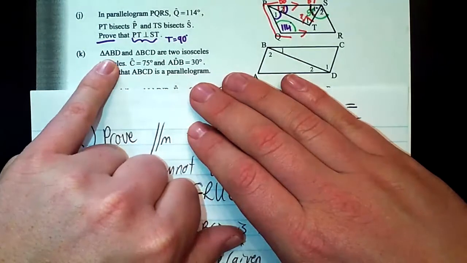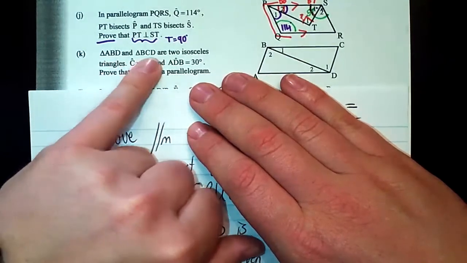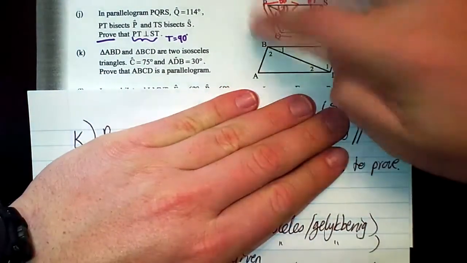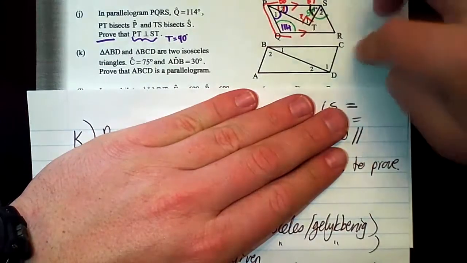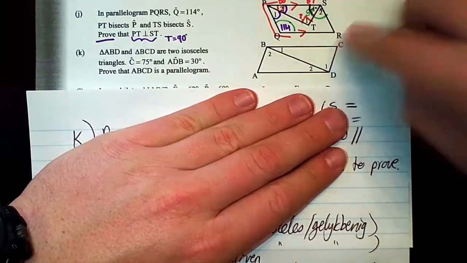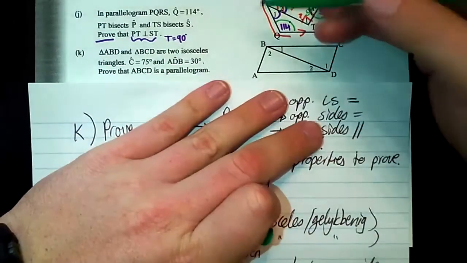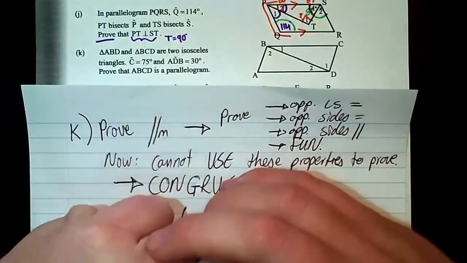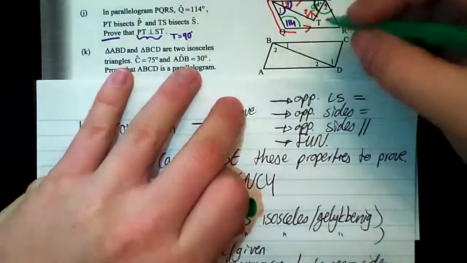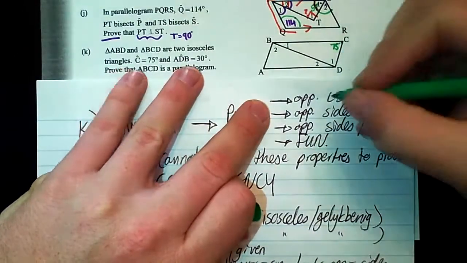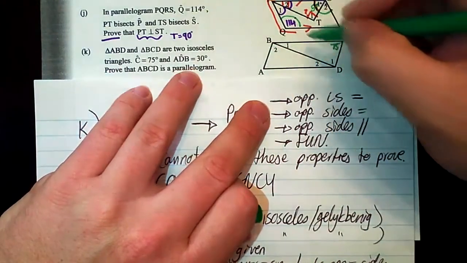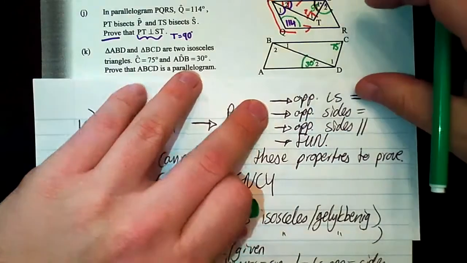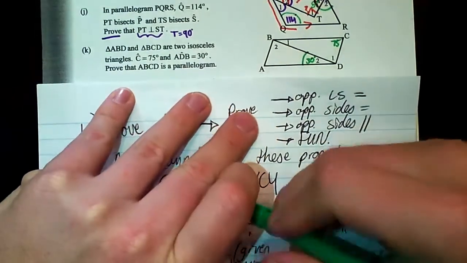So, firstly, they say triangle ABD and BCD are two isosceles triangles. ABD and BCD are two isosceles triangles. So there's two pairs of sides that are the same length. Angle C is 75 degrees and angle ADB is 30 degrees. Okay. Prove that ABCD is a parallelogram.